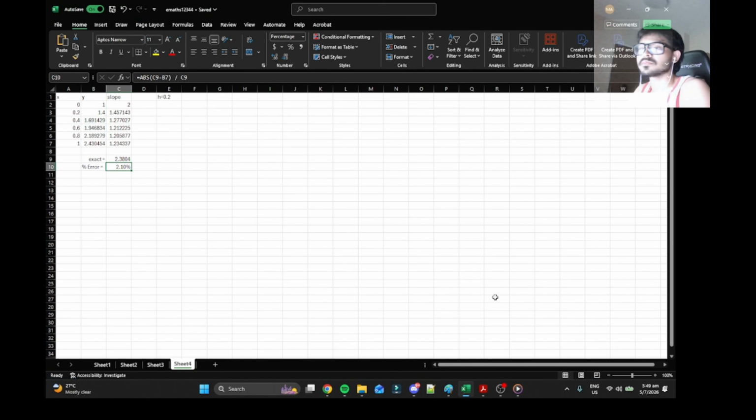2.3804. So we have an error of 2.10% because Euler's method actually uses a straight line to approximate a curve that bends, and it will slightly overestimate the true value. 2.10% error actually shows that our step size is reliable.